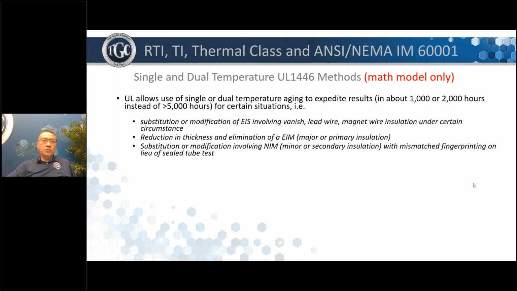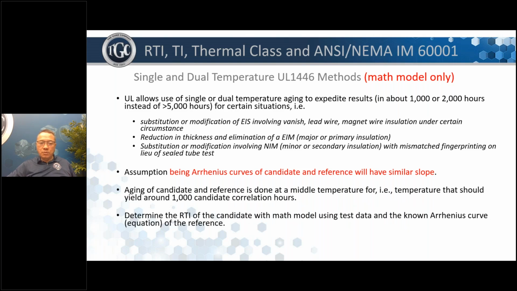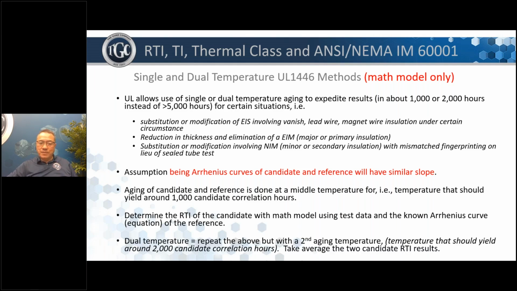In order for UL to allow single or dual temperature thermal aging, it has to satisfy those conditions. The one that people use most of the time is when they want to reduce the thickness of a major insulation, obviously for cost saving. And instead of going for a full 5,000 hours or more, you can use 1,000 hours. The assumption is that if you satisfy those conditions, your candidate and reference will have a similar slope on the Arrhenius curve, and then you just age it for 1,000 hours, and go through the mathematical model using the data from the known reference, because you obviously have the Arrhenius curve data. And then, you can't do it graphically. You have to do it by mathematics.